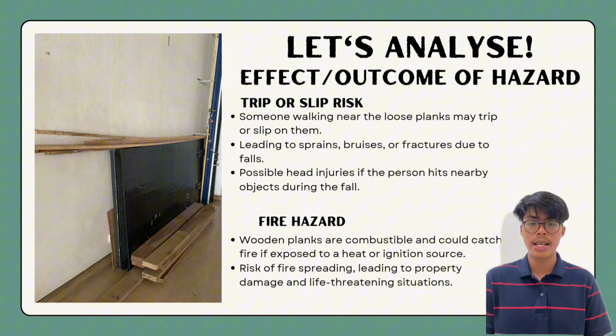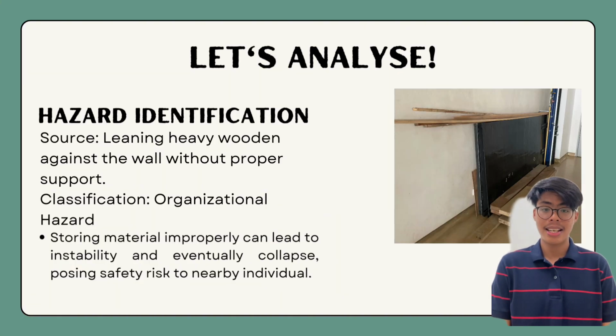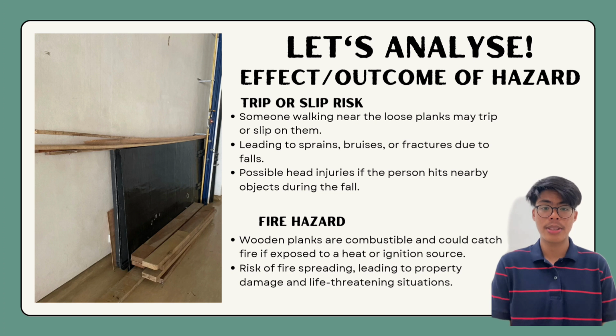For the falling objects, as we can see from the picture given, the planks can fall and injure someone near the area. While for the tripping hazard, the loose planks can cause someone to trip and fall. The risk is high because people can get bruises, sprains or even fractures. Moreover, wooden planks burn easily, so it will be more dangerous if any combustion happens.